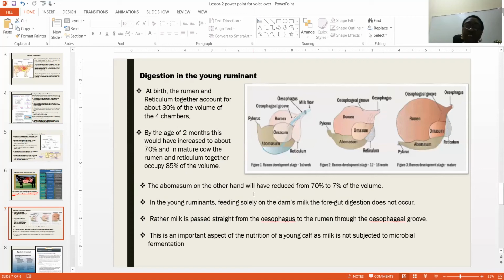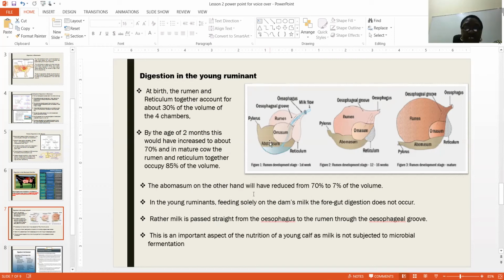Now, there's an interesting thing for us to look at, the digestion in the young ruminant. One would have thought that once you are a ruminant, the digestive process is the same, but that's not true. For the young ruminant at birth, the rumen and reticulum together account for about 30% of the volume of the four chambers.